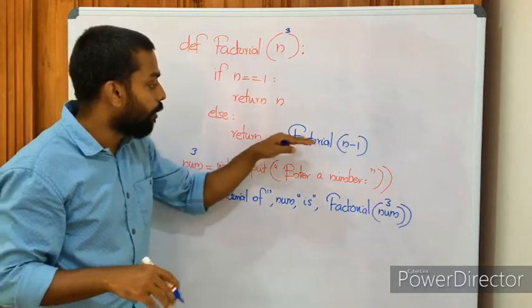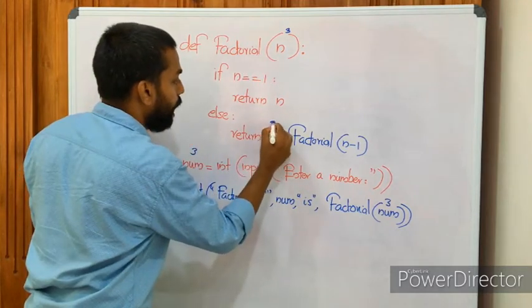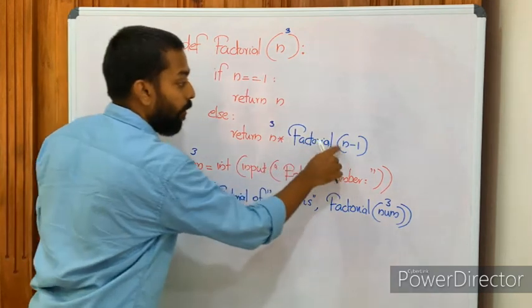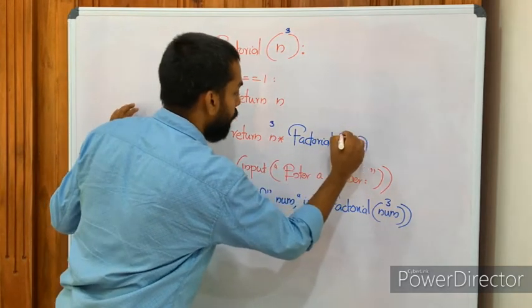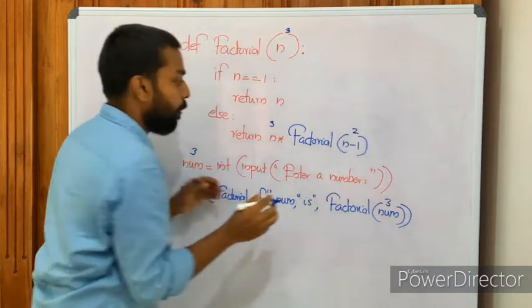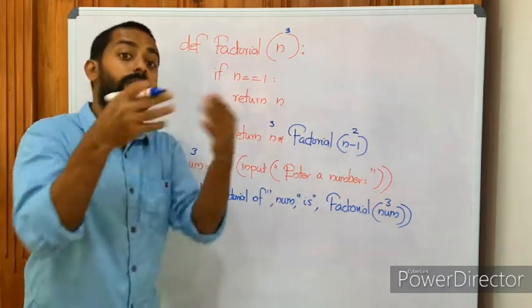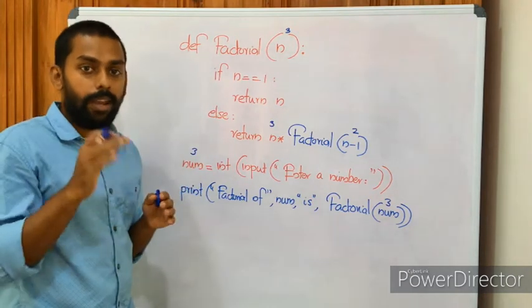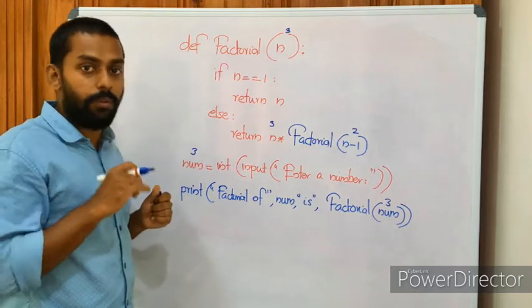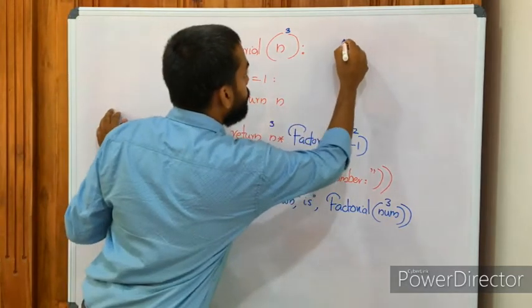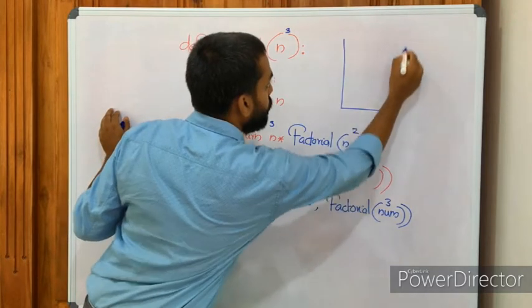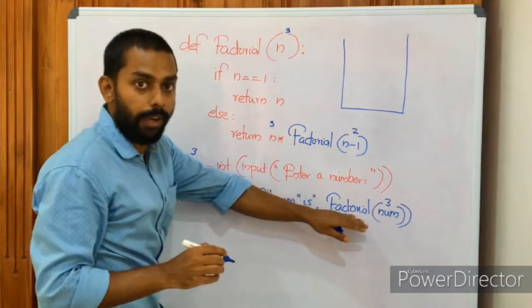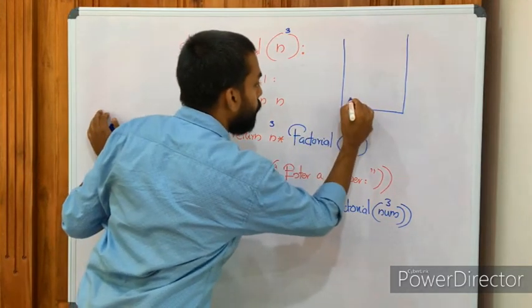Return n into, what is the value of n? It is 3. 3 into factorial of n minus 1. The value of n minus 1 is, n is 3, n minus 1 is 2. So factorial of n minus 1 is another function calling statement, right? We know we are making use of a stack to perform this operation of recursion. So we can have a stack. The first function calling is factorial of 3. So it will be placed onto the stack.